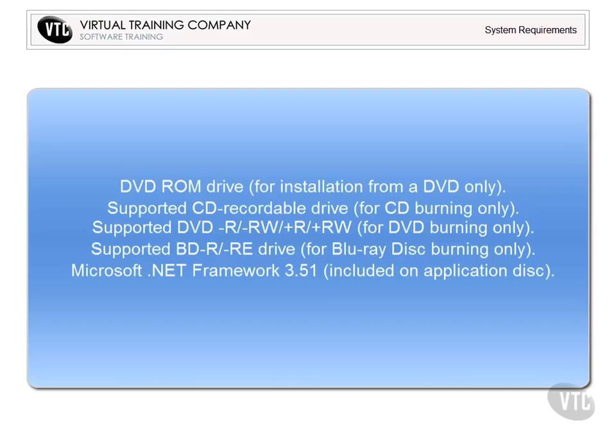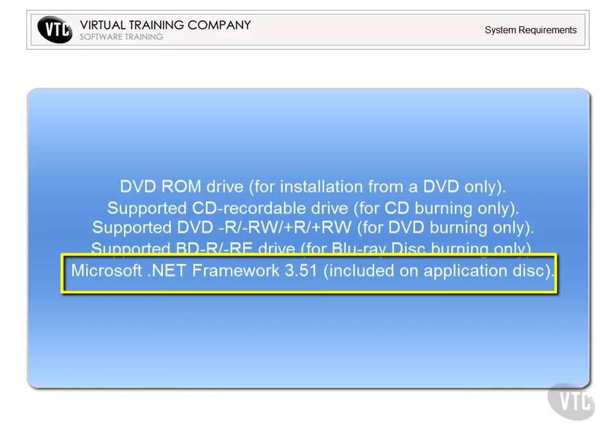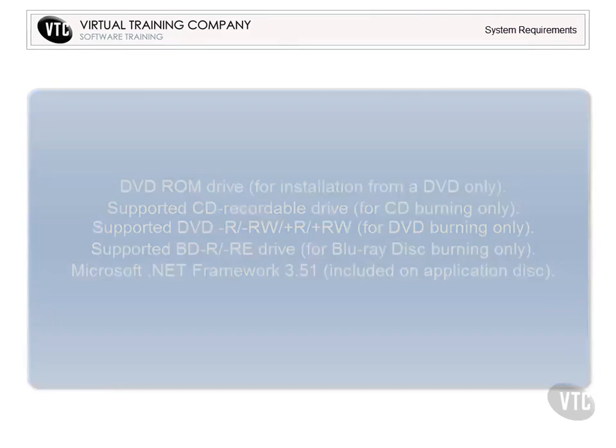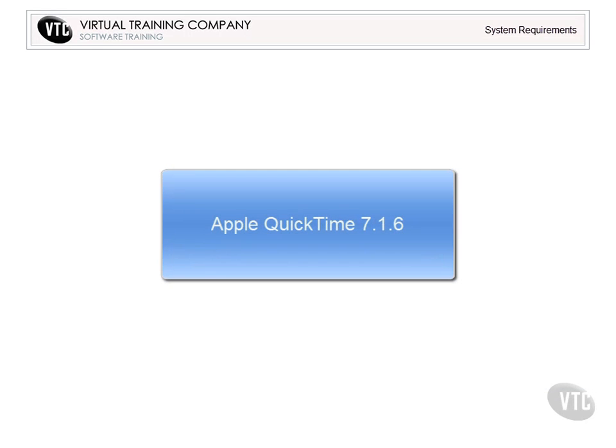Now, in the rare event, although it's possible, in the rare event that the installation doesn't go as smoothly as you hoped, then you'll need to consider the following. You also need Microsoft .NET Framework version 3.5.1 installed on your PC. If you haven't got this, then you can get it from Microsoft's website, or if you've got an application disk with your copy of Vegas Pro, then you'll find it on the disk itself. And finally, you'll need Apple QuickTime 7.16 or later.